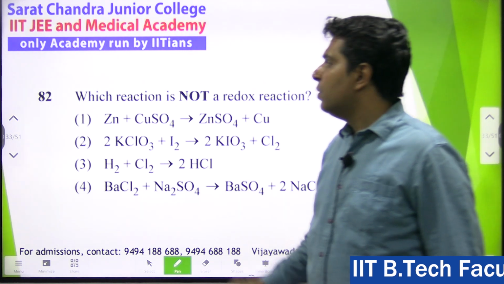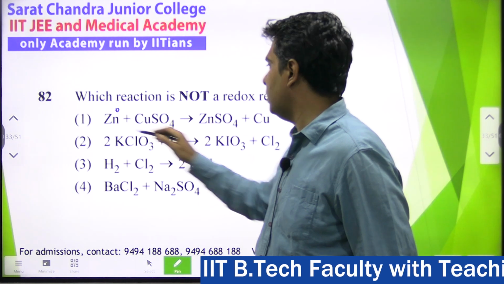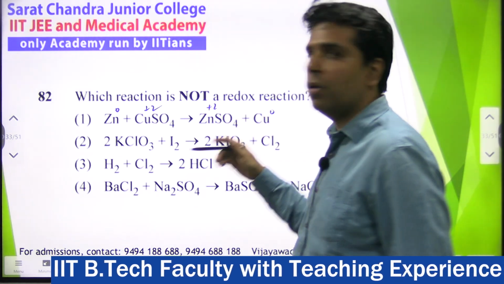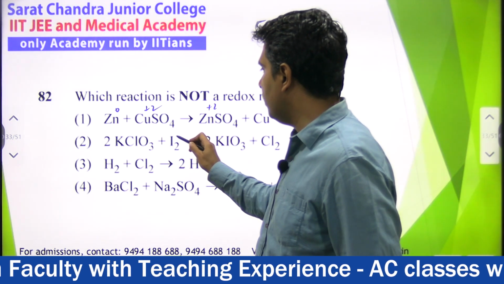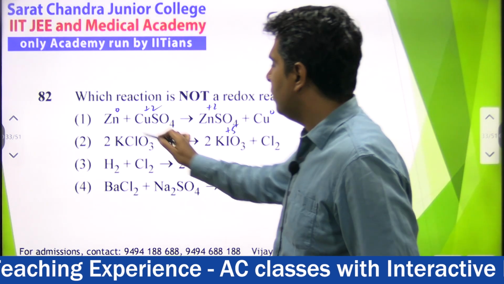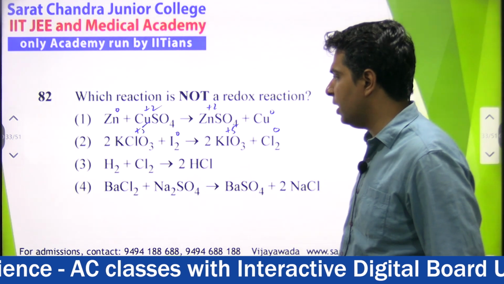Next question. Which reaction is not a redox reaction? So if you see the first reaction, zinc is going from 0 to +2, copper is going from +2 to 0, both reduction and oxidation. This is a redox reaction. KClO3 plus iodine. Iodine is going from 0 to +5. Chlorine is going from +5 to 0. So both reduction and oxidation, redox reaction.